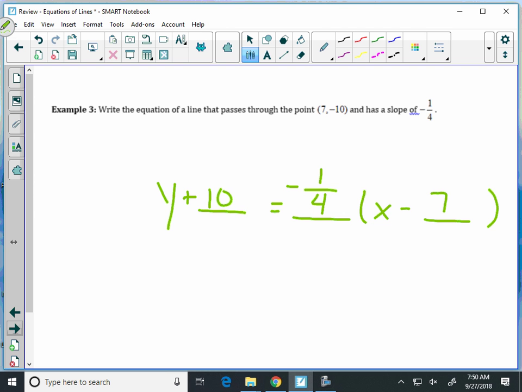Questions over that? Not too bad. We don't have to solve for y. I don't even recommend solving for y because that leaves room for making an error. Questions?